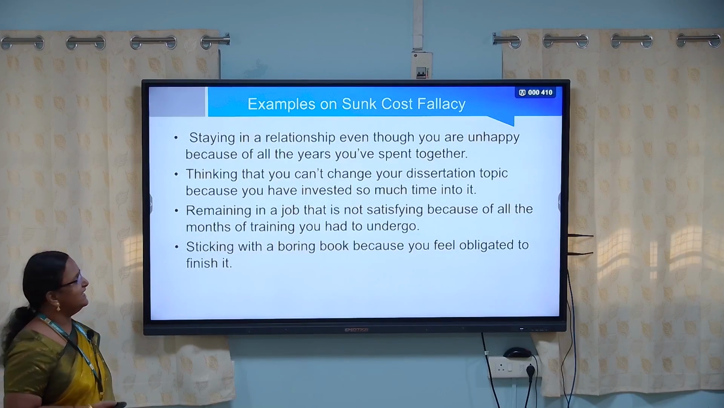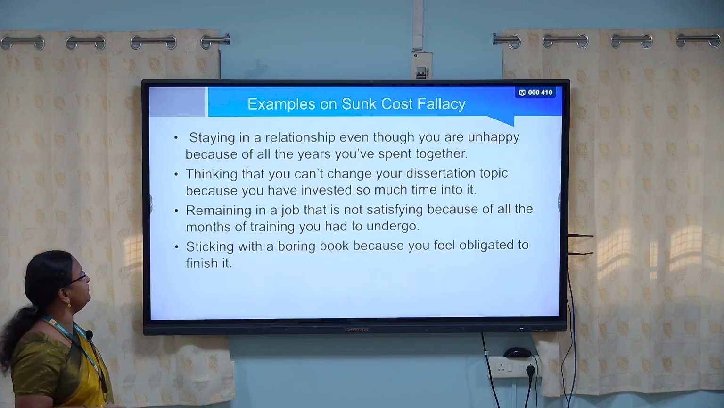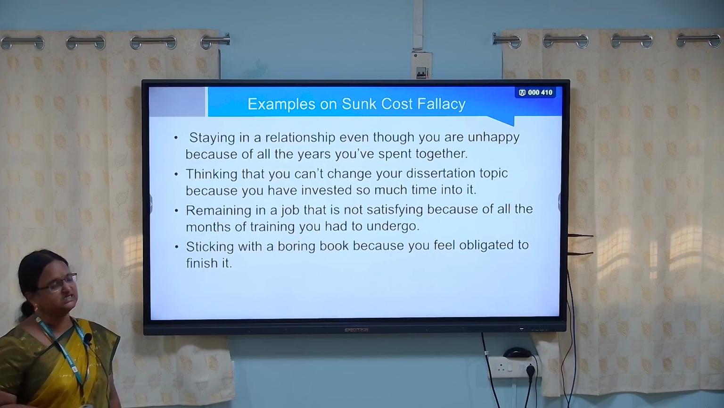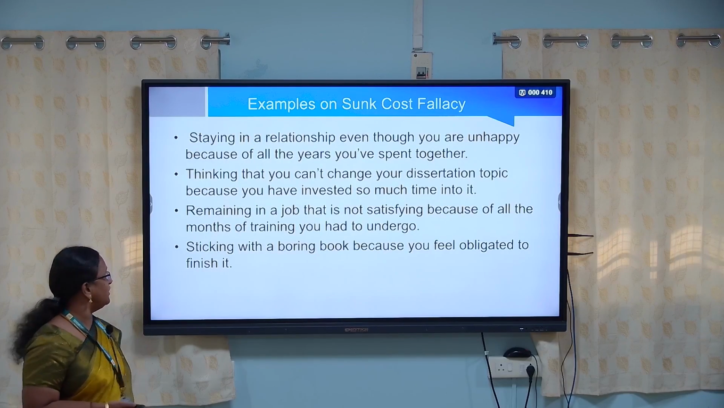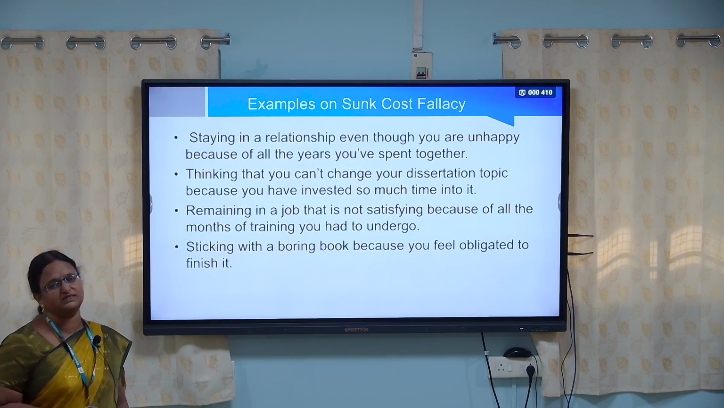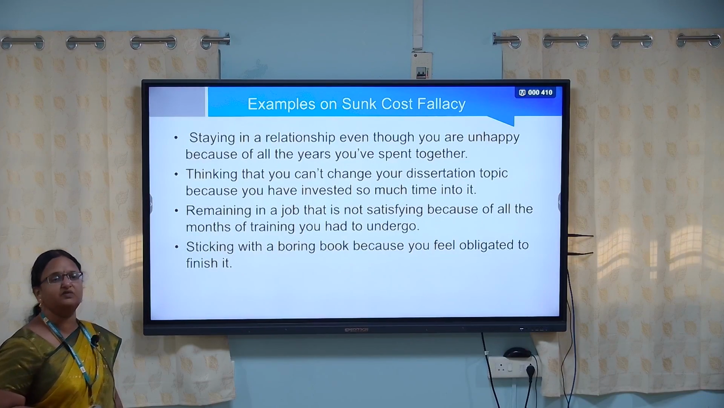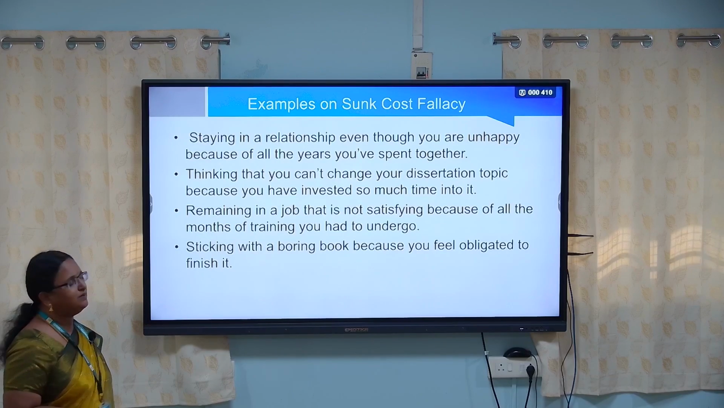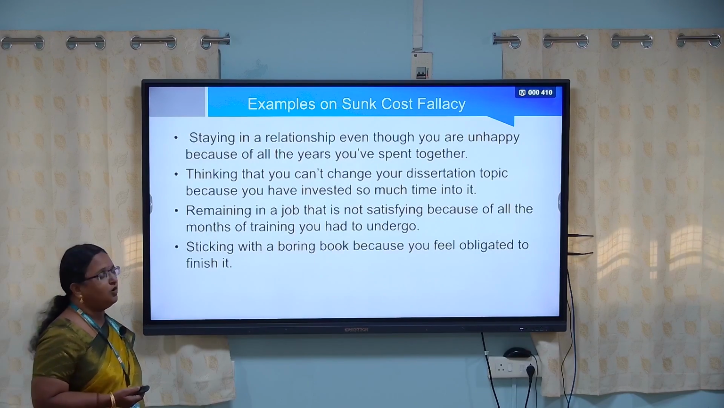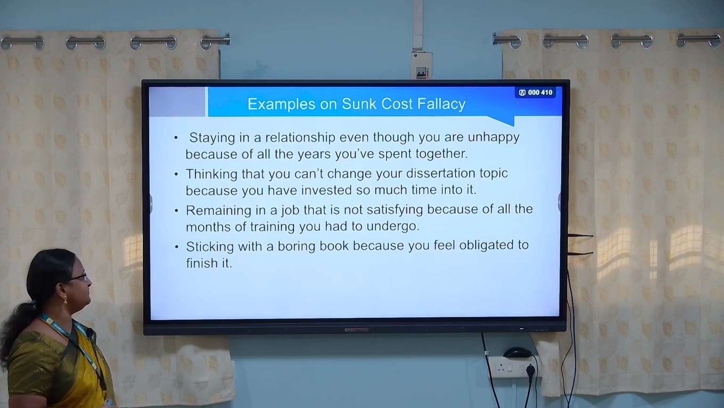Some examples of the sunk cost fallacy are staying in a relationship even if you are not happy with it, and thinking that you cannot change your dissertation topic because you have invested so much time in it. One more example is remaining in the same job even if you are not satisfied with it. And the last one is sticking with a boring book because you feel obliged to complete it. These are some examples of the sunk cost fallacy.